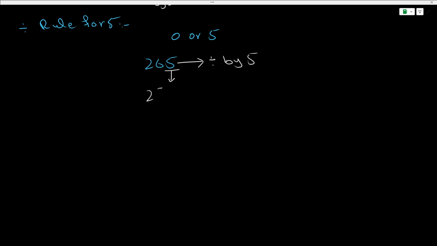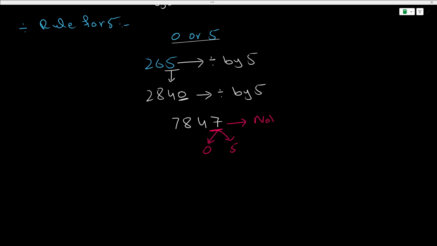Another example is 2840. We will look at the last digit, that is 0. That is included in these two numbers, so we can say the number is divisible by 5 as well. Let's have another example, that is 7847. The last digit in this case is 7. That is neither 0 nor 5, so this number is not divisible by 5.